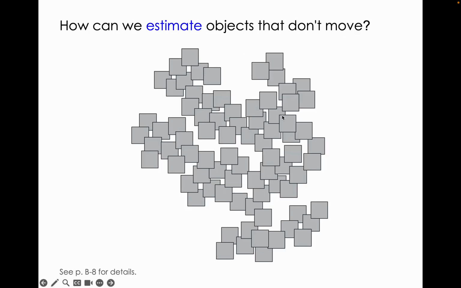So these objects don't move. But can we say, okay, 1, 2, 3, 4, 5, 6, 7, 8, 9. This is about 10. So how can we estimate objects that don't move? Well, visually, I can see, okay, 10, 20, 30, 40, 50, 60, 70, maybe 80, maybe 70. Okay, but we're skip counting by tens to estimate.